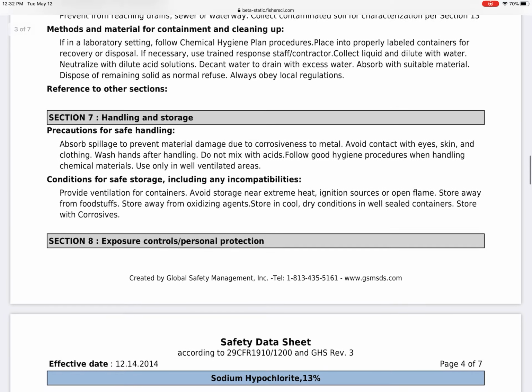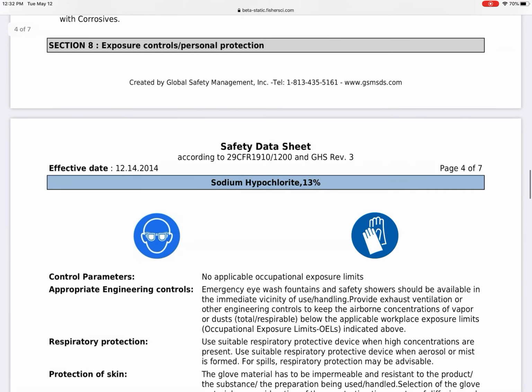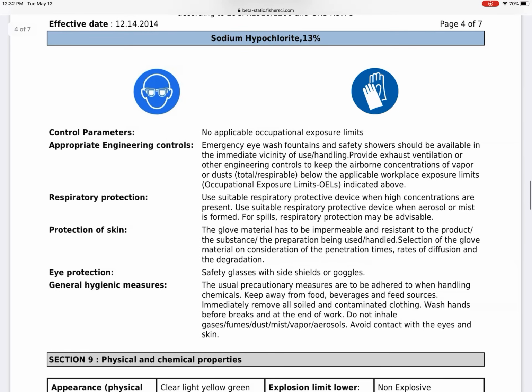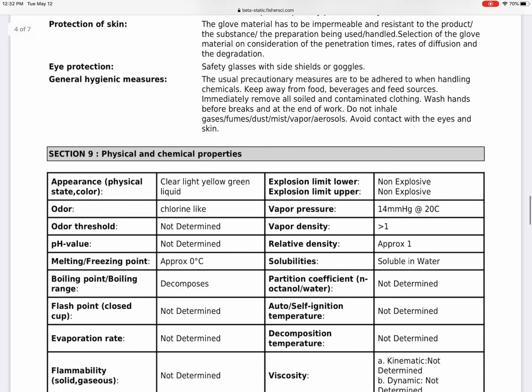So storage is a question we often want to know, is how can I safely store this? And this is the section you'll find that. Then exposure controls, personal protection. So very clearly here you can see goggles and gloves. That's what these symbols mean. We could also read what it says about respiratory protection, gloves, eye protection. Engineering controls are usually things like working in a fume hood, working with... I can't think of what they're called, respirators to help you breathe.